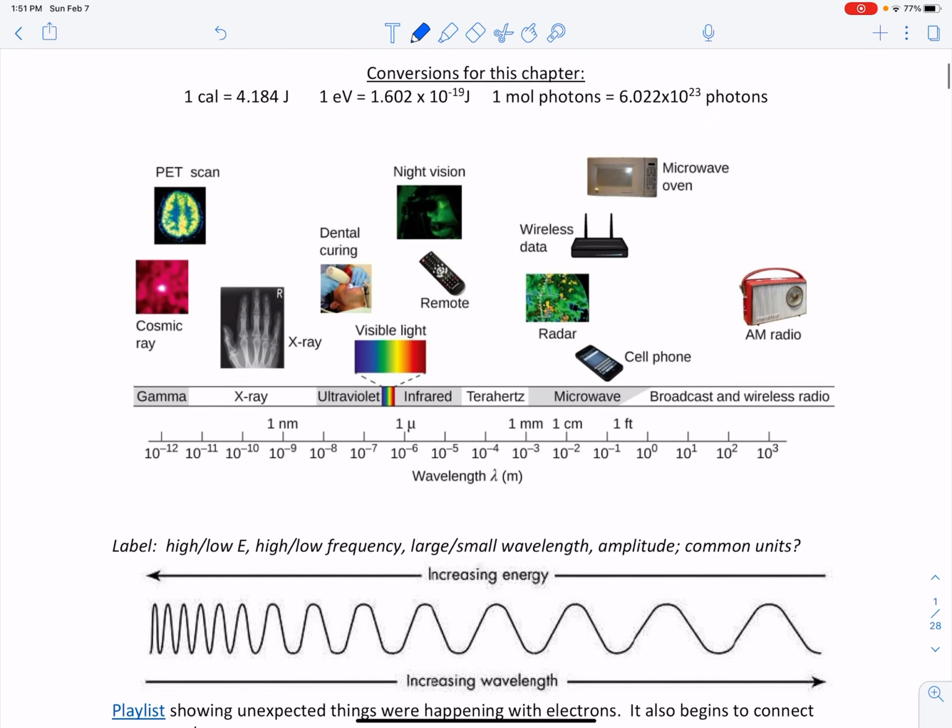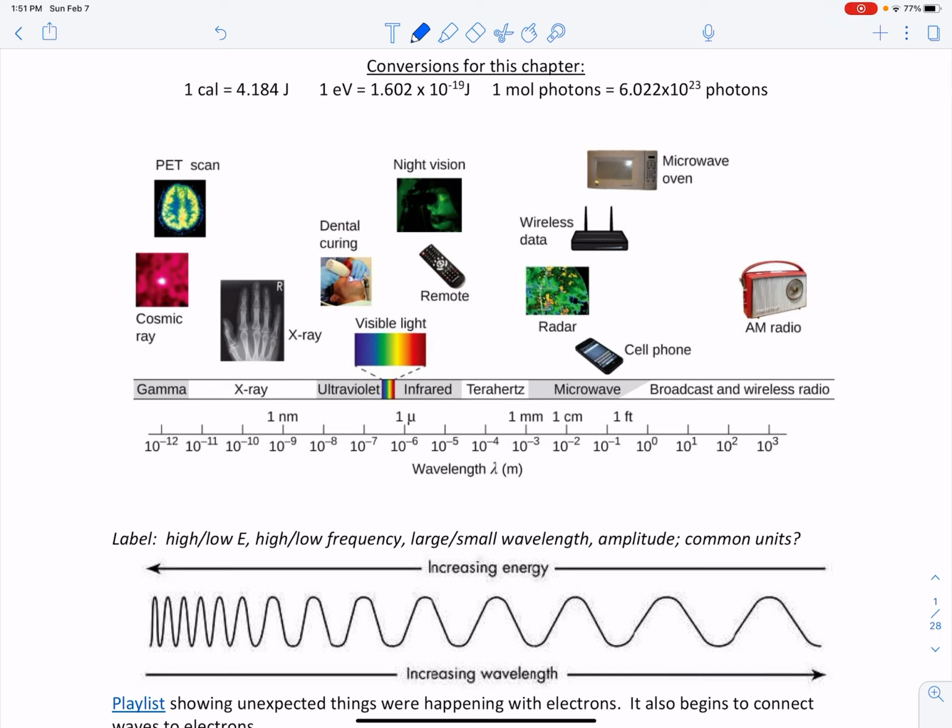Here are some conversions that may come up in this chapter. You'll see calories and joules in chapter 9, but they also sometimes happen in this chapter. Electron volts are a unit of energy, and this is how you get from a joule to an electron volt. And then we talked about moles and Avogadro's number. Well, there's that many photons, which is like a little pocket of energy, pocket of light, or a discrete amount of it, maybe how you could say. And so just so you know, there's that many of them in a mole also.